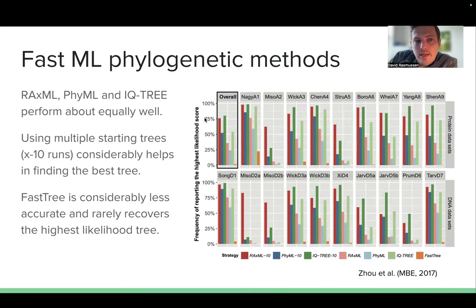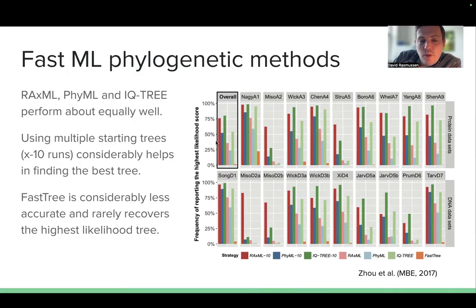And all these methods, besides FastTree, do equally well. But you can see FastTree here at the bottom rarely finds the tree with the highest likelihood, suggesting that it might be just too approximate, that its speed up comes at the cost of being able to find the best trees.